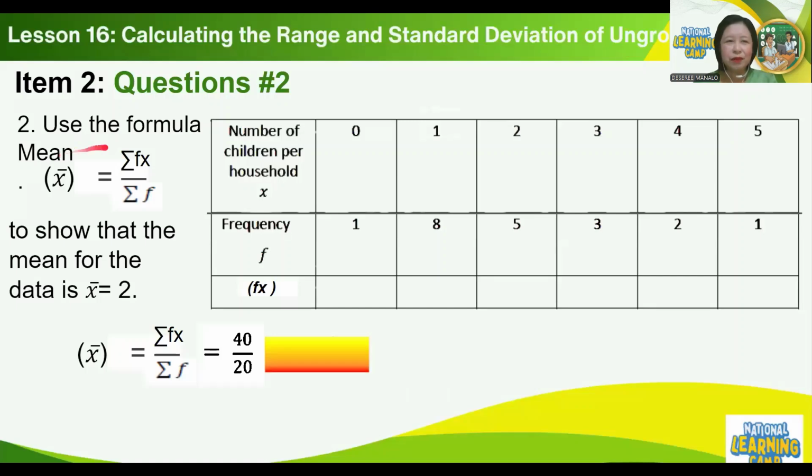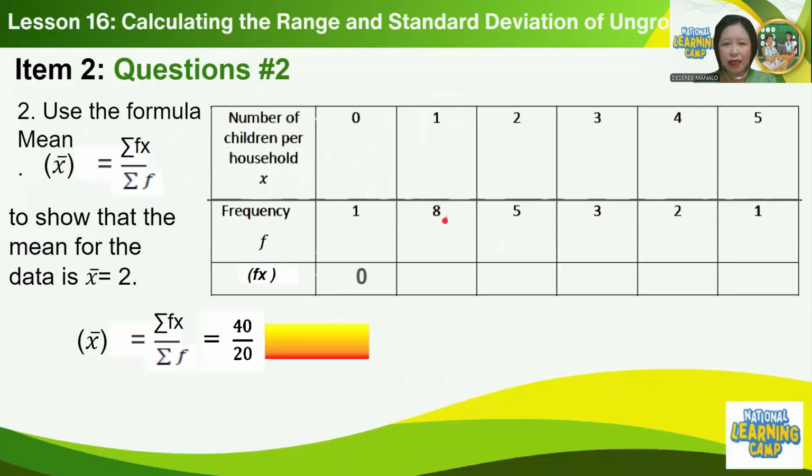For question number 2, use the formula: mean is equal to summation of fx divided by summation of f. So, we look at the table at the right. Let's find out first the value of fx. 0 times 1 is 0. 1 times 8 is 8. 2 times 5 is 10. 3 times 3 is 9. 4 times 2 is 8. 5 times 1 is 5. So these are the values of fx.